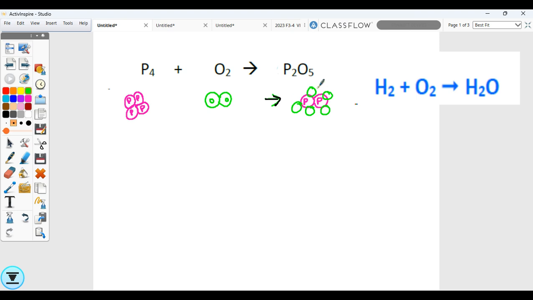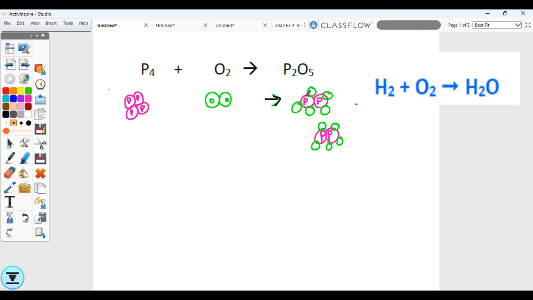You don't have to worry about how you do them at the moment when you draw the particle diagrams. But now we can see again, we've used 2 of these P's. There are 4 of them. So I already know I need to at least do another 2 P's. And with those 2 P's, because it's P2O5, I'm going to form another 5 oxygens.